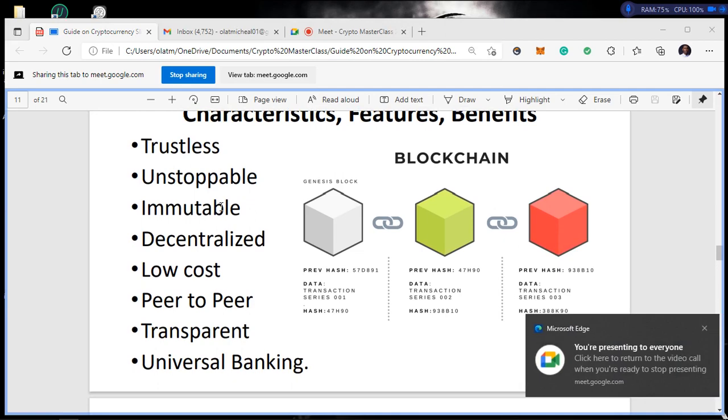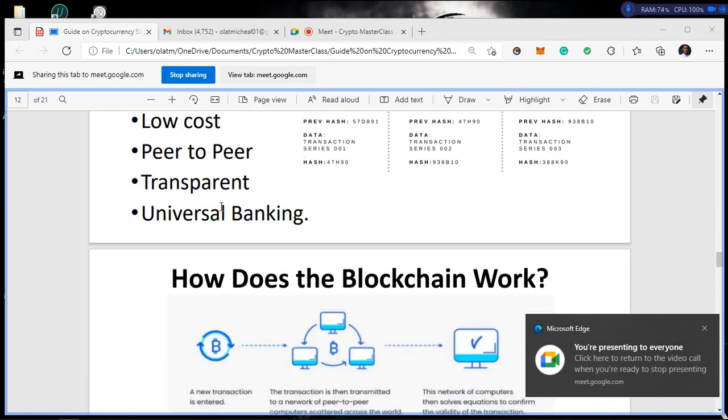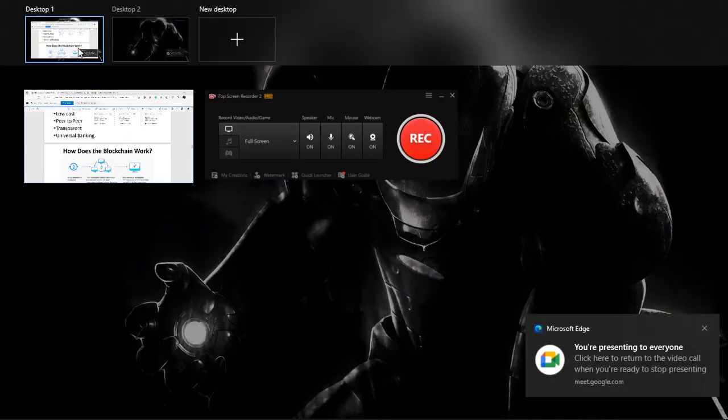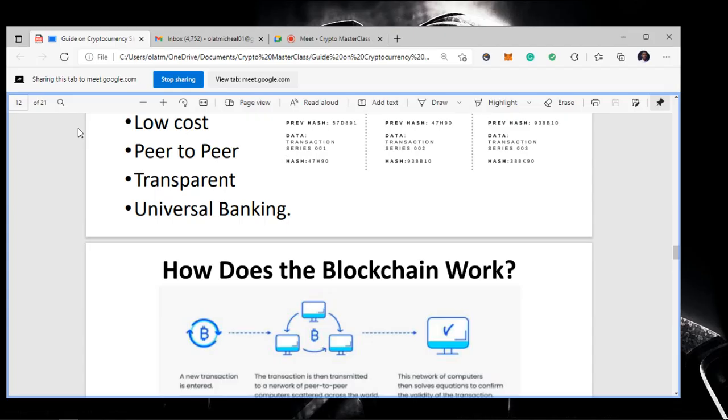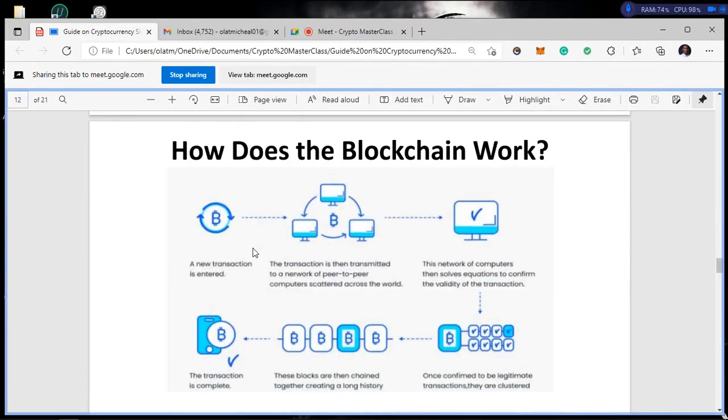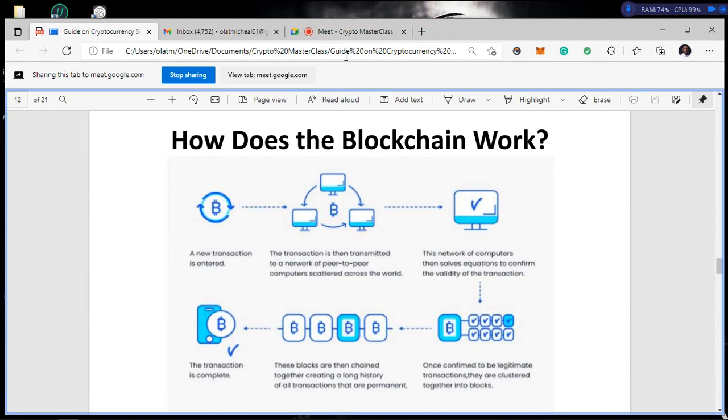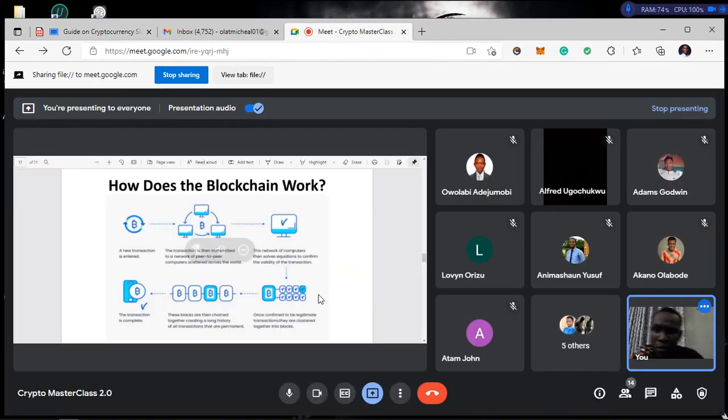Just like we have the DeFi of today, decentralized banking, you can actually do the same thing the bank is offering you with some cryptocurrencies, and even better. You have better returns. So now we move on to how the blockchain works.